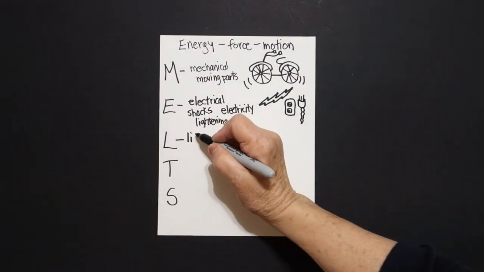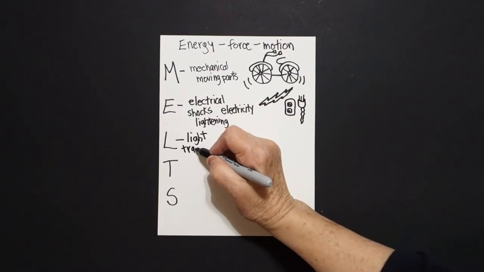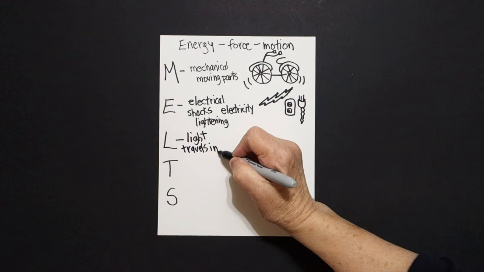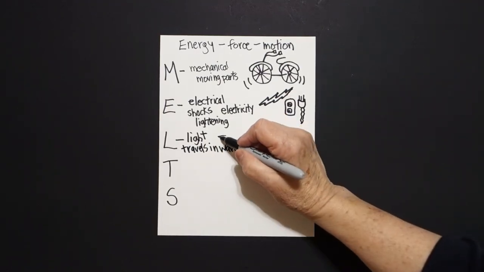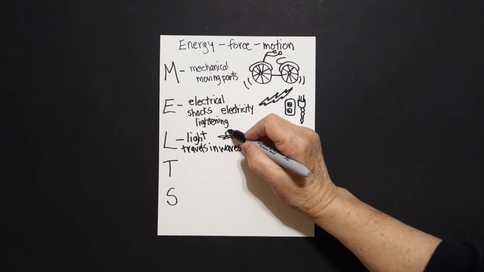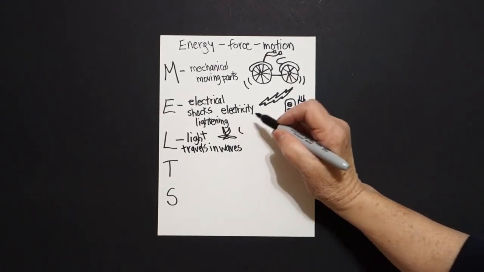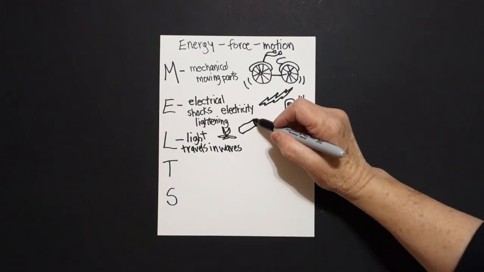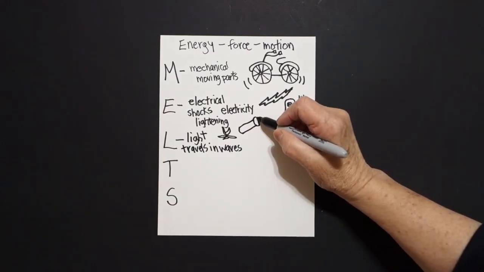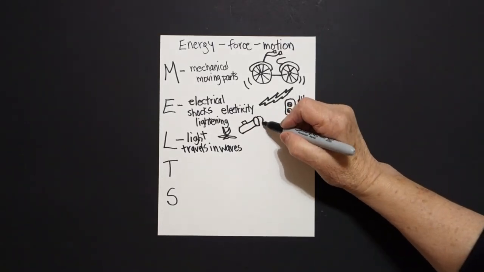Next is light. And light travels in waves. And it doesn't even matter if you're doing something as archaic as an actual fire that puts out light, or curve line, straight line, curve line, straight line, connect, curve line up, up, curve line, connect. If you're talking about a flashlight, which also gives out light.